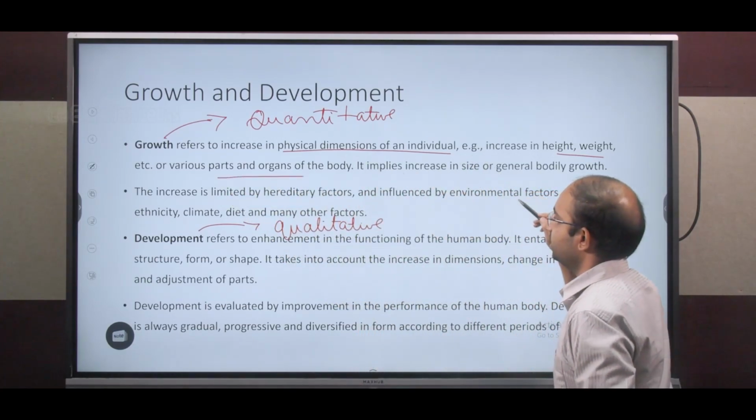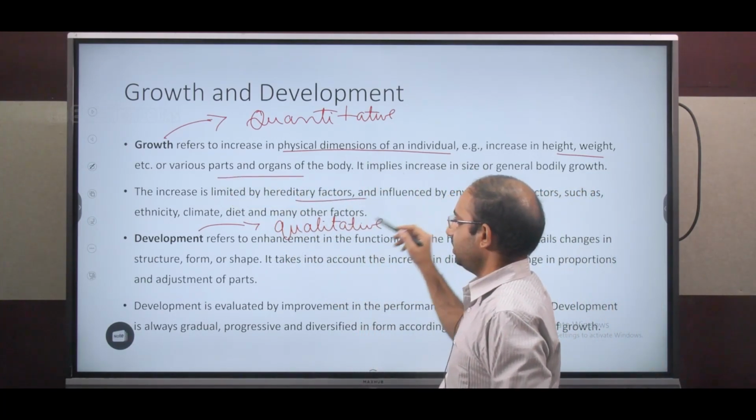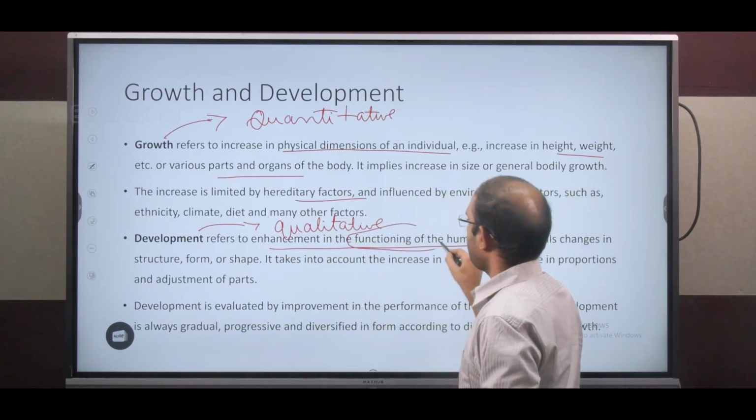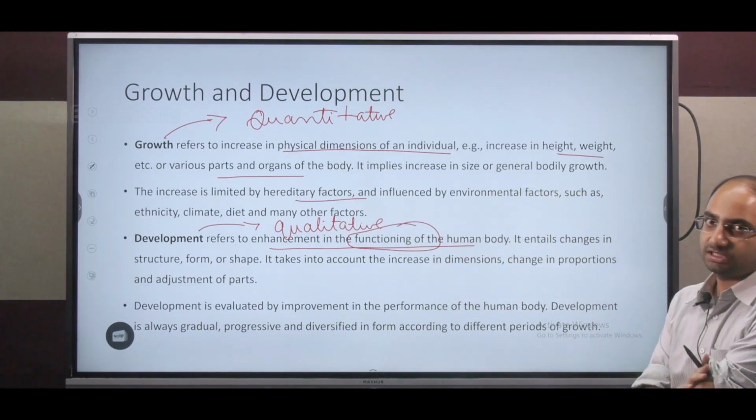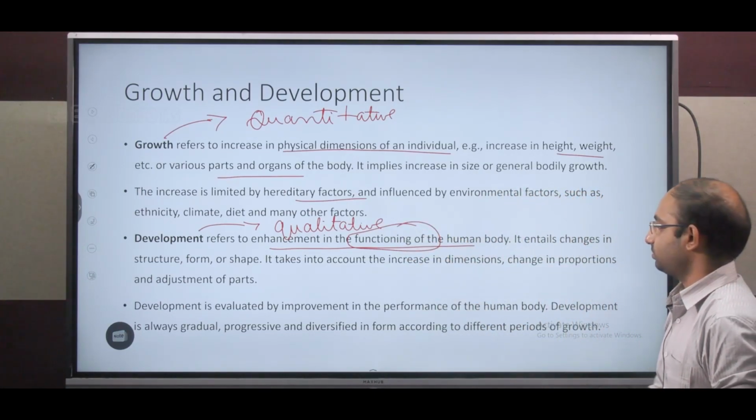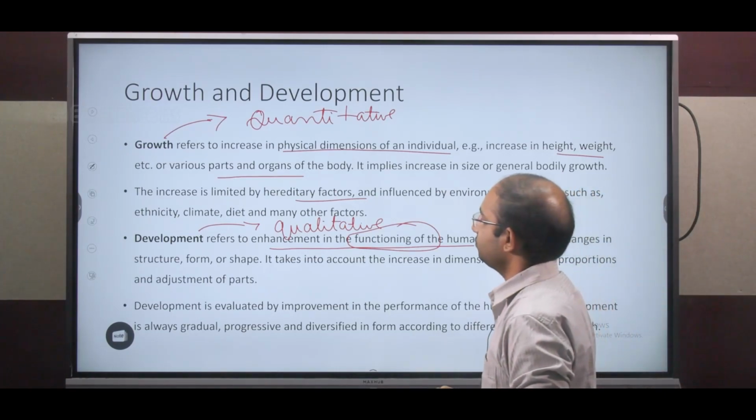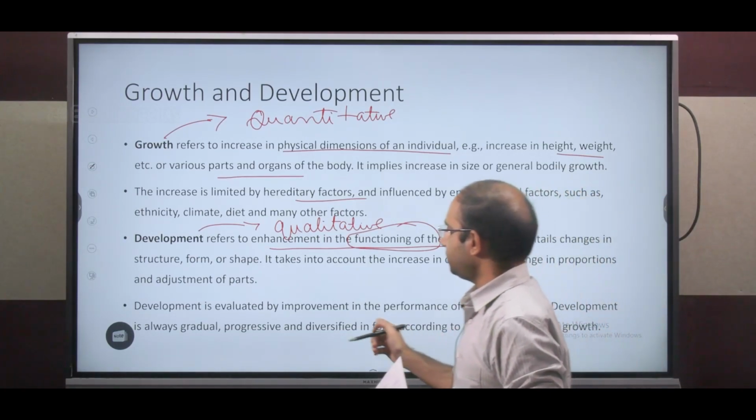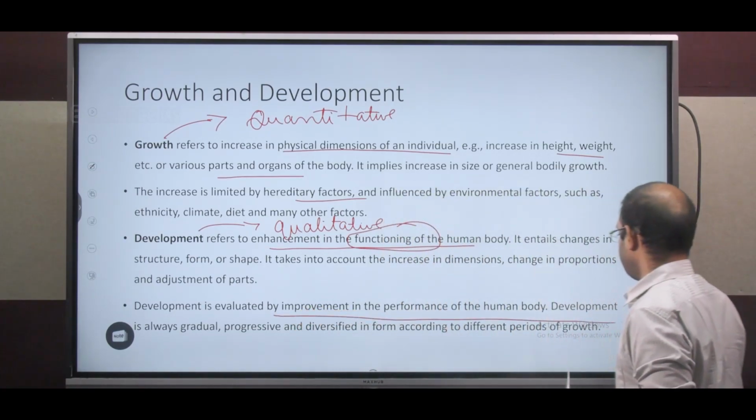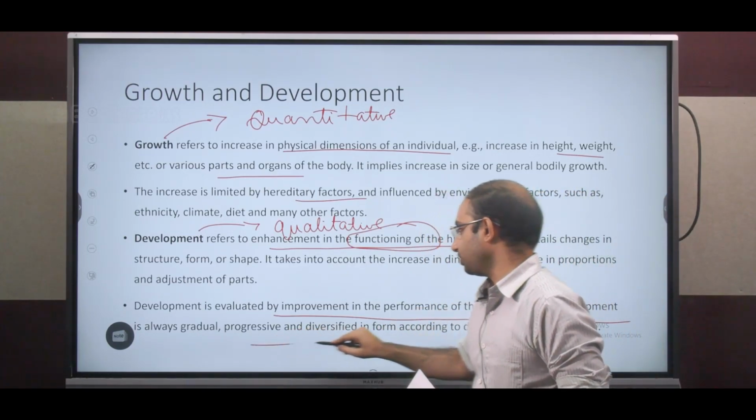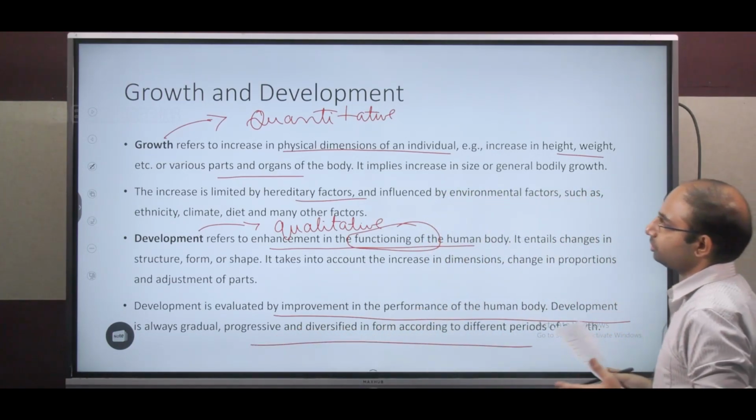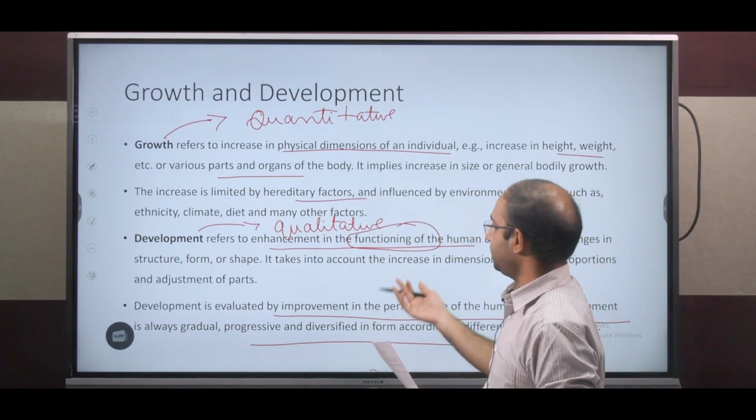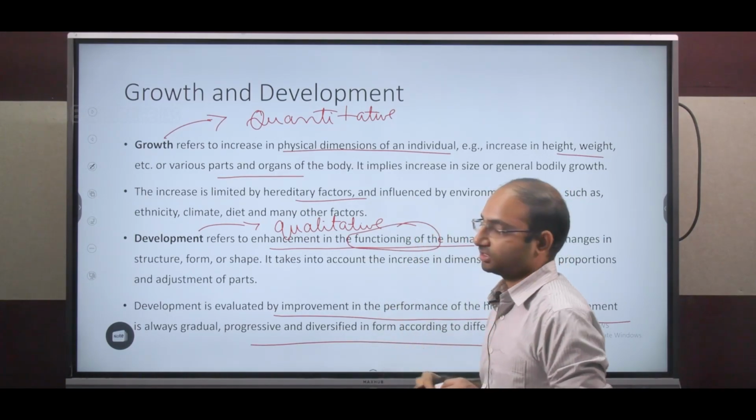and organs. This increase is again limited by hereditary factors. And then development. Development refers to enhancement in the functioning, qualitative improvement in the functioning. It is about functional specialization, whereas growth is generally discussed in quantitative terms. Development is evaluated by improvement in the performance of the human body. Development is always gradual, progressive, and diversified. We can also say that growth begins with birth and continues almost till death. Development, on the other hand, is about functional specialization, and it has a certain closing point.